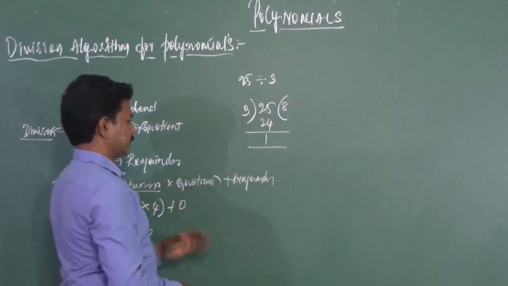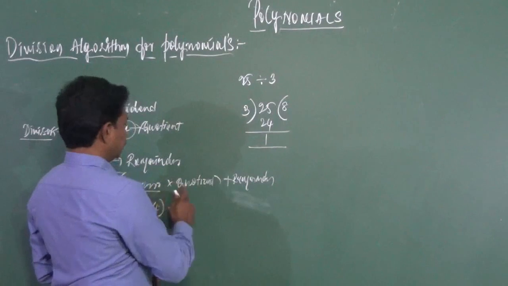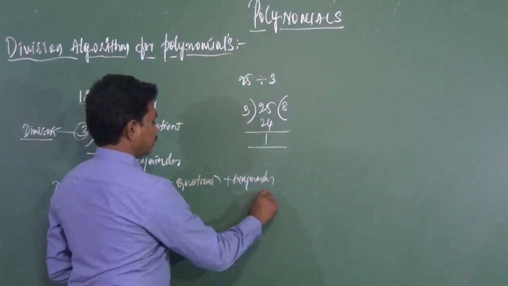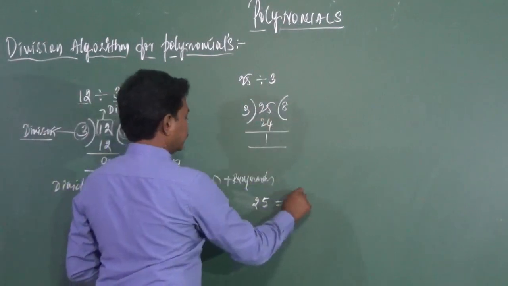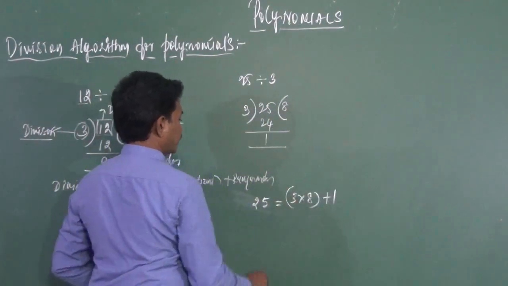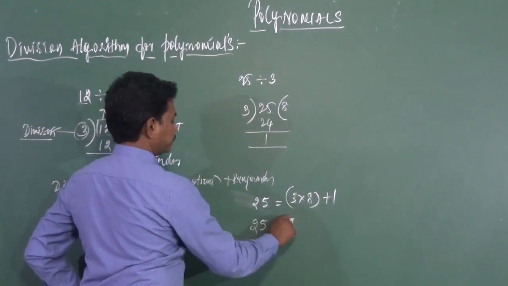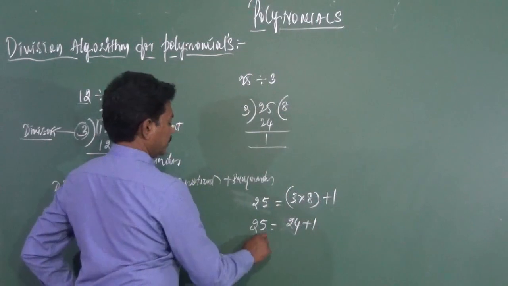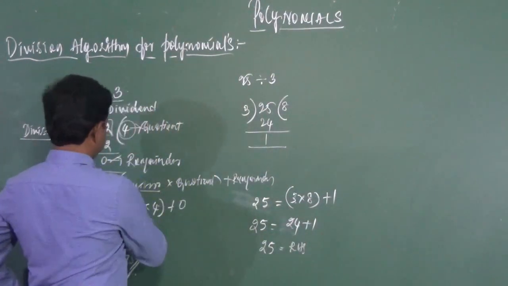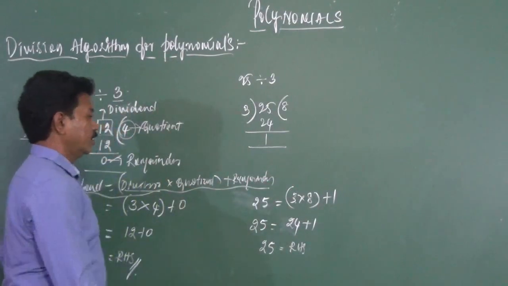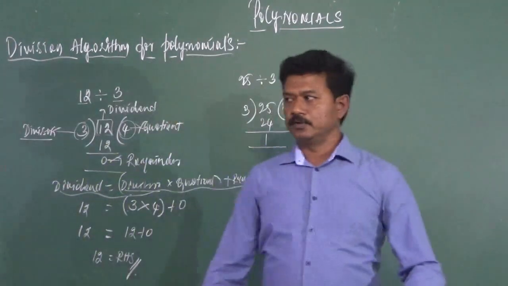So when we check this process, that is dividend is equal to divisor into quotient plus remainder, 25 is equal to divisor into quotient, that is 3 into 8, plus 1. So 25 is equal to 8 3s, that is 24, plus 1. So 25 is equal to RHS. This relation holds good for all types of divisions. No doubt in that.